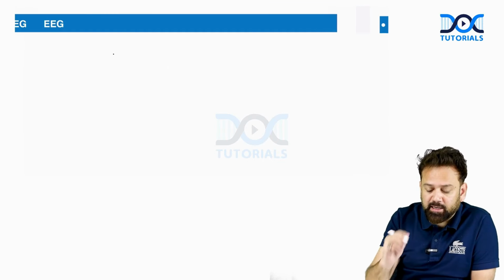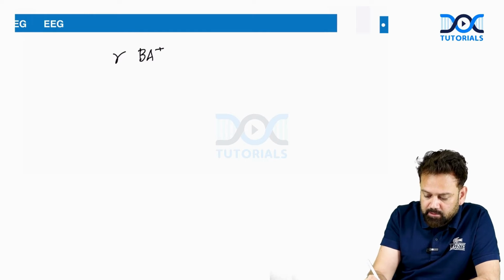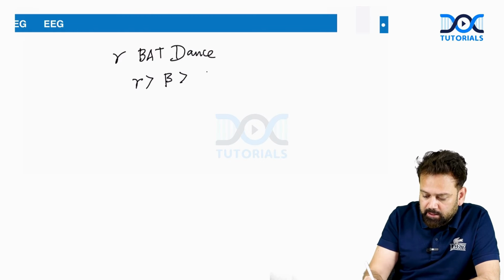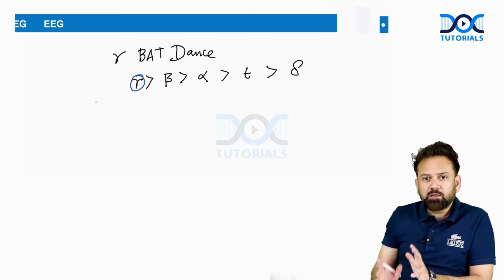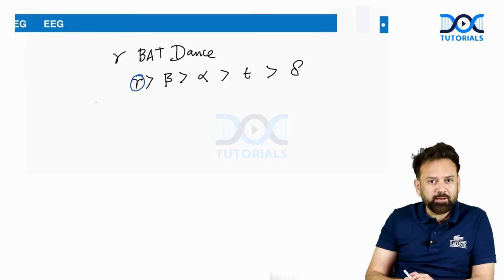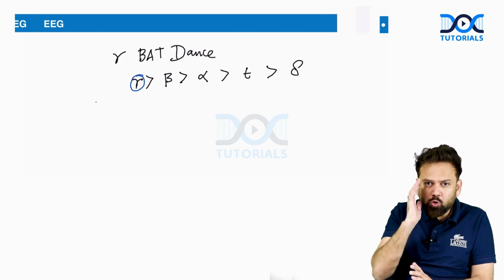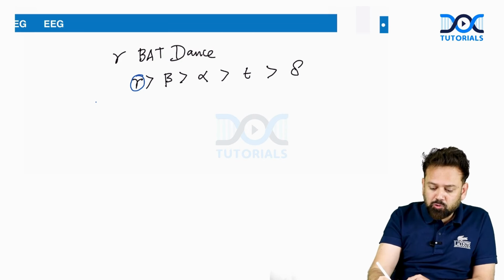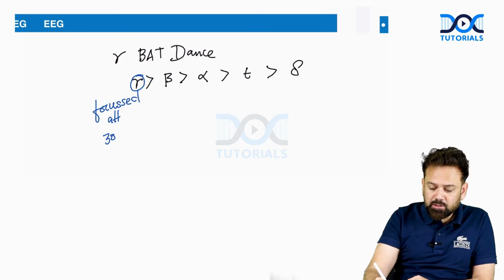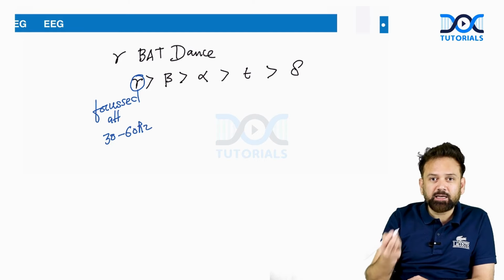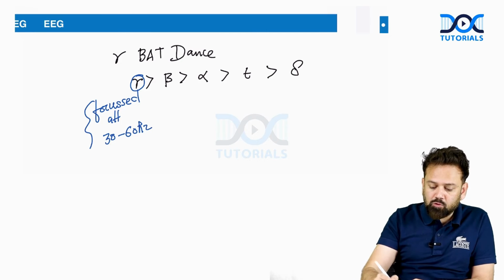Now, EEG can be remembered by a simple mnemonic: gamma, bat, dance. So, gamma greater than beta, greater than alpha, greater than theta, greater than delta. Now, suppose it is a quick revision, you want to revise everything very fast in less time. You don't have enough time. So, gamma, focused. Now, you have focused attention. So, which wave will be there in your brain? Because you are revising very fast, focused attention, which wave? Gamma wave. Frequency will be highest, 30 to 60 hertz, or sometimes 80 hertz, 40 hertz. Okay. So, gamma, focused attention.